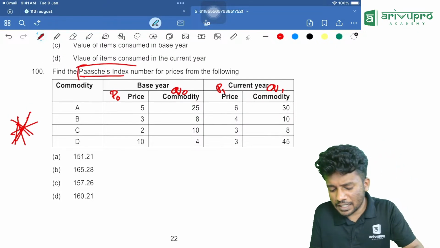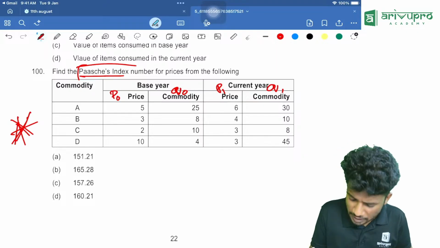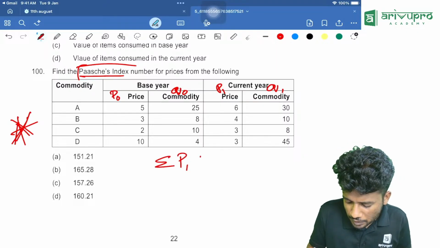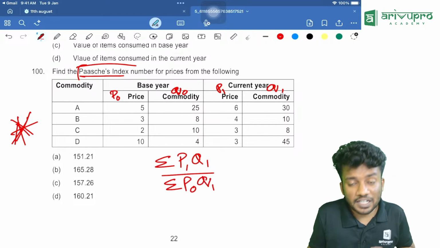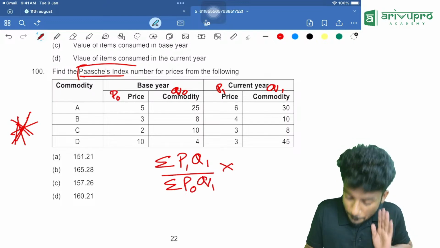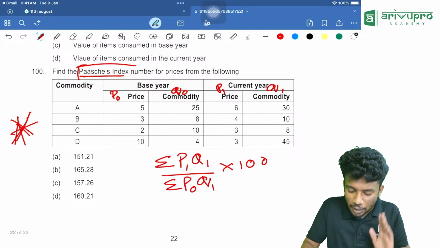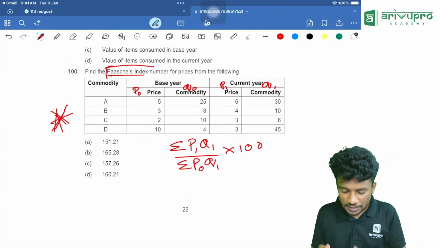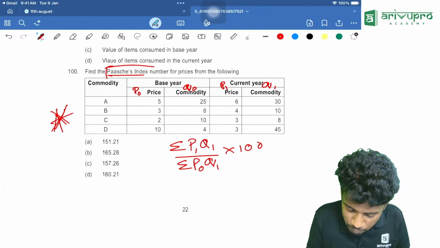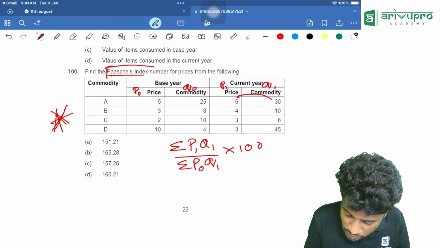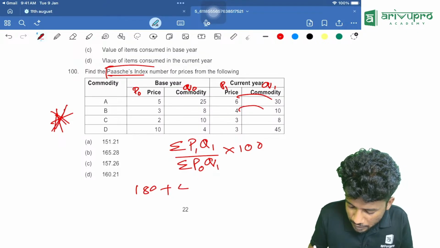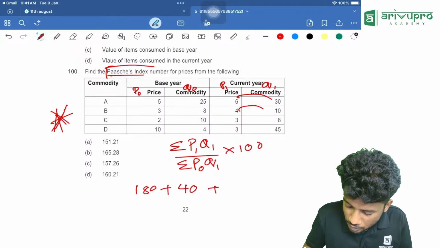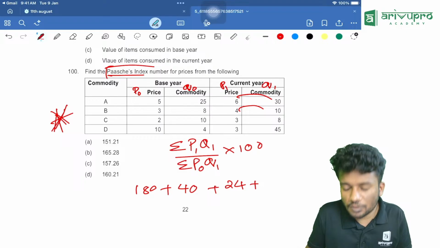The Paasche index number. What is the formula for the Paasche index number? Sigma P1 Q1 divided by sigma P0 Q1. There we are taking the weight as what? The current year quantity. Now, take your calculator and find the answer one by one. P1 Q1 is how much? 6 into 30, that is 180, plus 4 into 10, that is 40, plus 3 into 8, that is 24, plus 3 into 45 is how much?